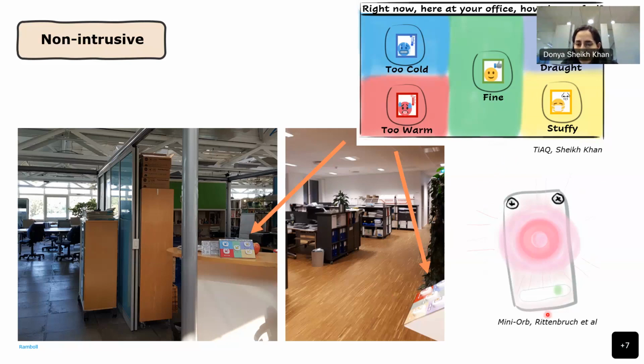And here, the mini orb, this is a study done by Richtenberg and colleagues who actually tried to use light, a very discreet type of light, to notify occupants about the presence of this device, which was a way to make people aware of this device and that it was connected and working.